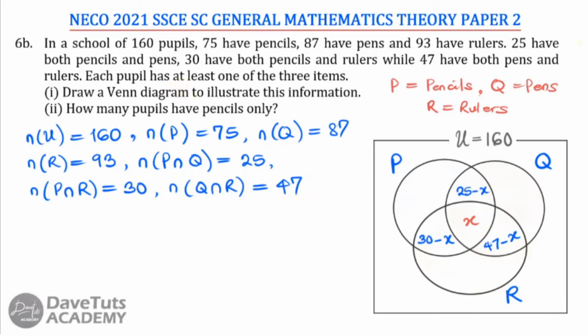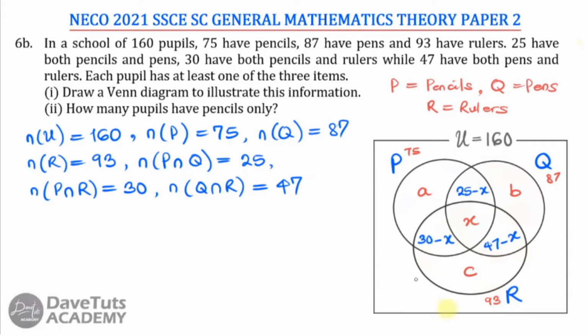Now, if you look at the question, we are not given information about those that have pencils only, those that have pens only, or those that have rulers only. Since we are not given any of those, I would like to call those regions: let me call this A, that is pencil only, B is pens only, and then C will be rulers only. But don't forget, we are given P itself to be 75. So P here is 75. Q we are given to be 87, and then R we are given to be 93.